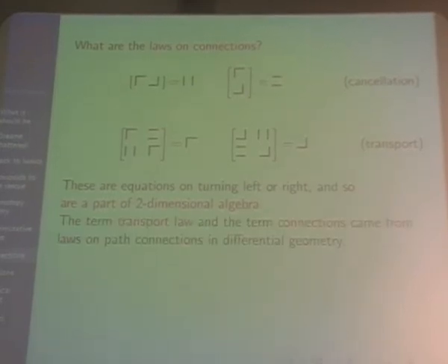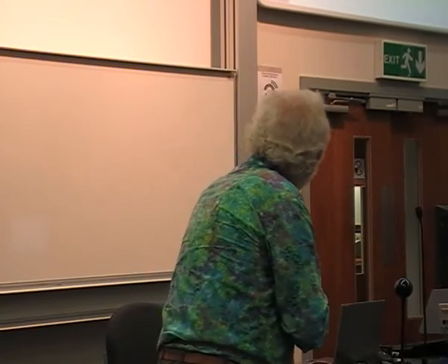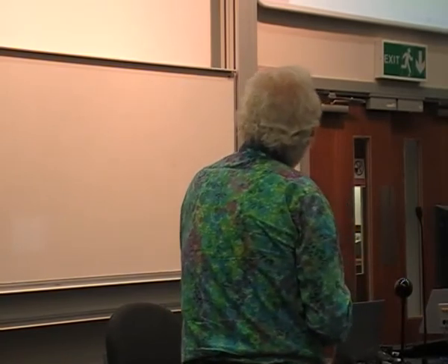And the term transport law for that one, and the term connection, came from laws on path connections in differential geometry. And these rules are now being used again in differential geometry in this cubical setting by Faria Martins and Roger Picken in doing cubical formulations of some of these ideas. So, a good exercise is to prove that any composition of commutative cubes is commutative according to that definition that we've given already.